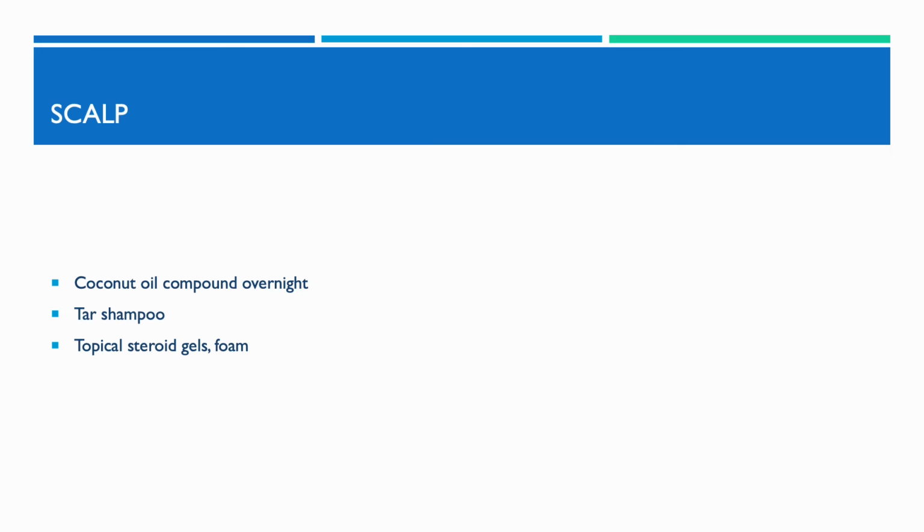The coconut oil compound can be washed out with a tar shampoo, and then a topical steroid gel or foam can be applied during the day. There's no point in putting a topical steroid onto thick keratin unless it's removed, because it'll just stick there without having any therapeutic effect.